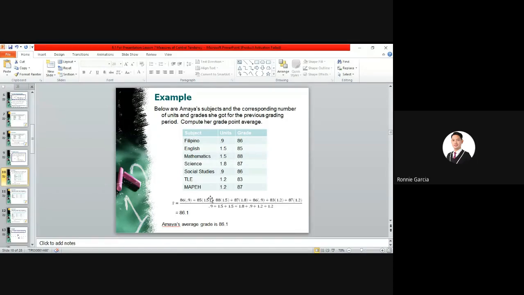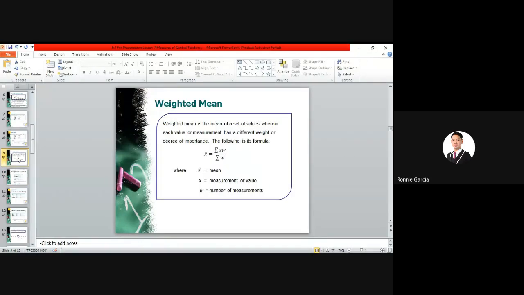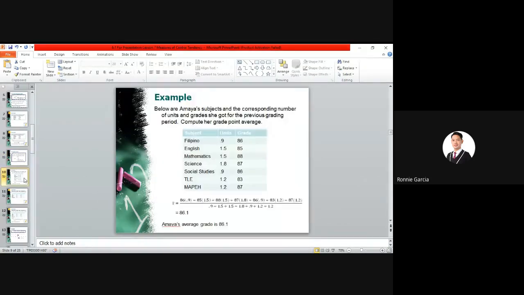So i-multiply nimo and then i-add nimo tanan ang values nga nakuha nimo after multiplying every grade by its corresponding unit, then divided by, going back to our formula, the denominator is the summation or sigma of W. So i-add nimo tanan kung pila ning weights. So you have to add 0.9 plus 1.5 plus 1.5 and so on and so forth. So pila tanan ang weights.